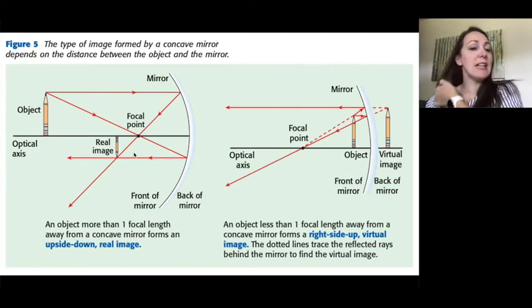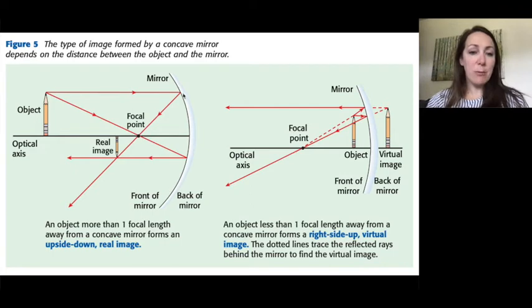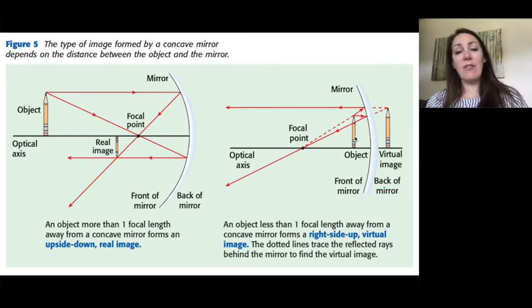If the object is far away from a concave mirror, the image will be upside down and smaller. If we have an object that is close to the concave mirror, we will have an object that is right side up and larger than the real object.